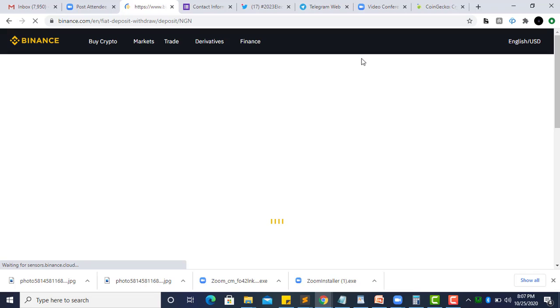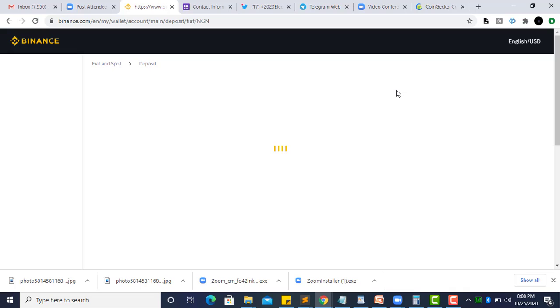So once you click on deposit, it takes you to the place where you can select the deposit method that is available for Nigeria. The deposit methods available for Nigeria can be bank transfer and card. But the method that I like most is bank transfer. So that's opened now.